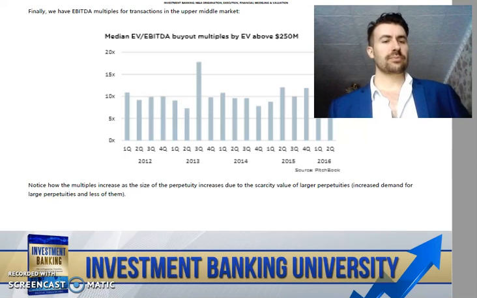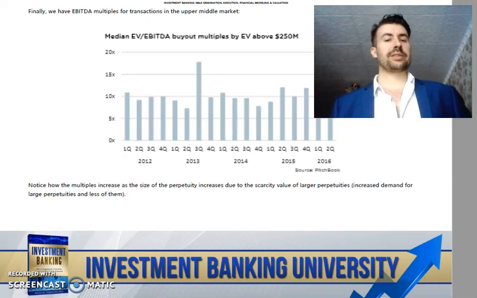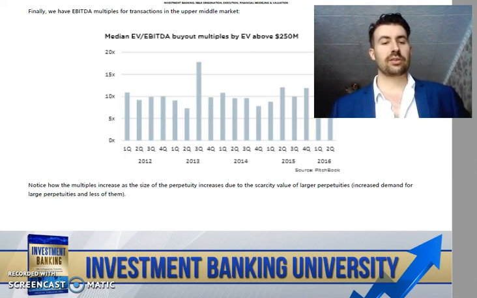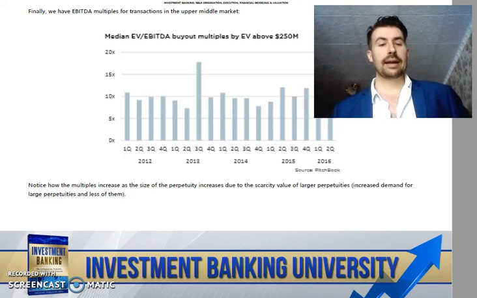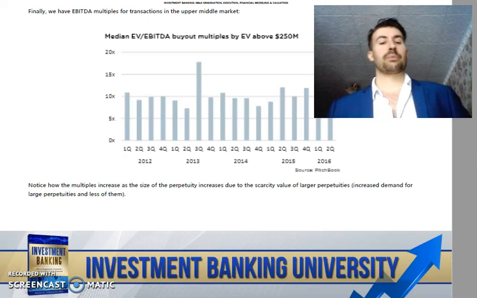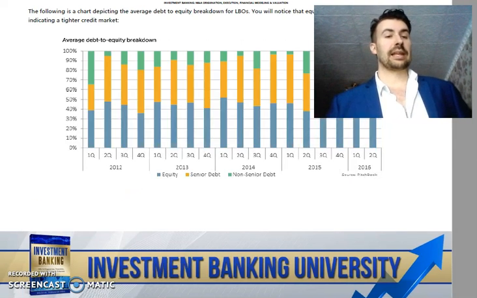On the next chart, we're looking at EBITDA multiples for transactions in the upper middle market. As you can see, there's wide variability, especially in the third quarter of 2013. But we're typically going to see in the range of about 9 to about 12, and it dipped down in Q2 of 2016. But you can see that these are much larger EBITDA multiples in the upper middle market. We're going to notice how the multiples increase as the size of the perpetuity increases, due to the scarcity of larger perpetuities, increased demand for large perpetuities, and fewer of them.